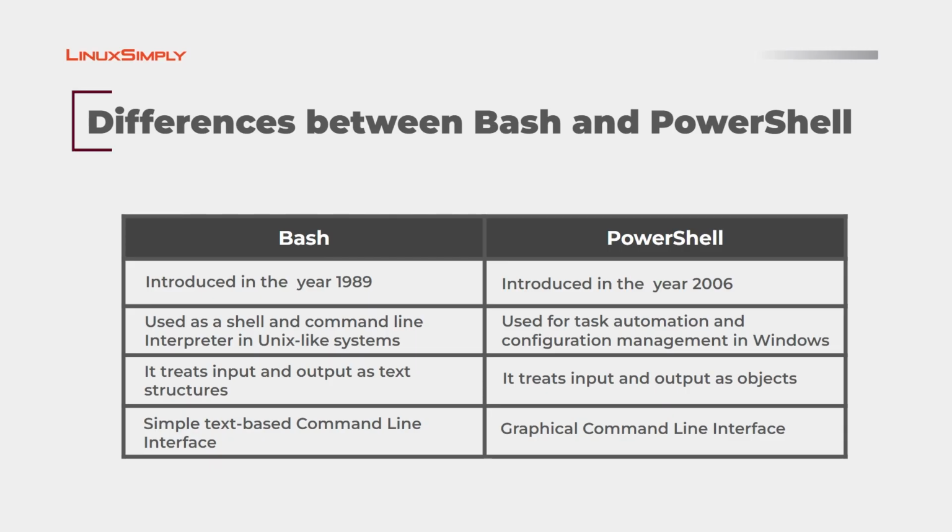Now I will be talking about the differences between Bash and PowerShell. PowerShell was introduced in the year 2006, whereas Bash was introduced way earlier in the year 1989. Bash is used as a shell and command line interpreter in Unix-like systems such as Linux, whereas PowerShell is used for task automation and configuration management in the Windows operating system. For your information, Bash treats inputs and outputs as strings or text structures, whereas PowerShell treats them as objects. Also, Bash has a simple text-based command line interface, whereas PowerShell has a more graphical command line interface.